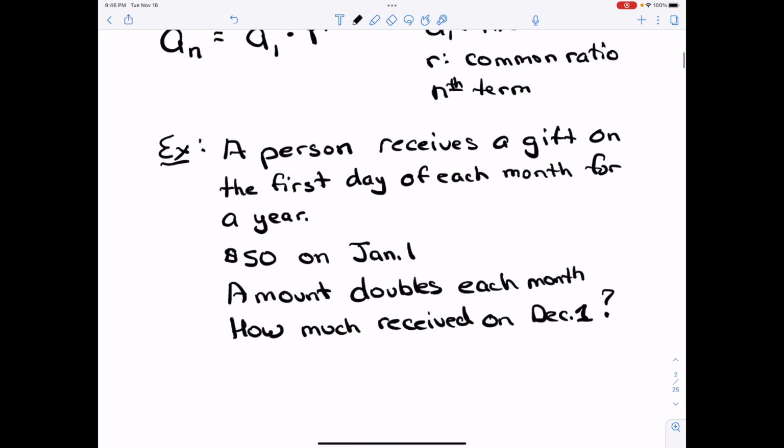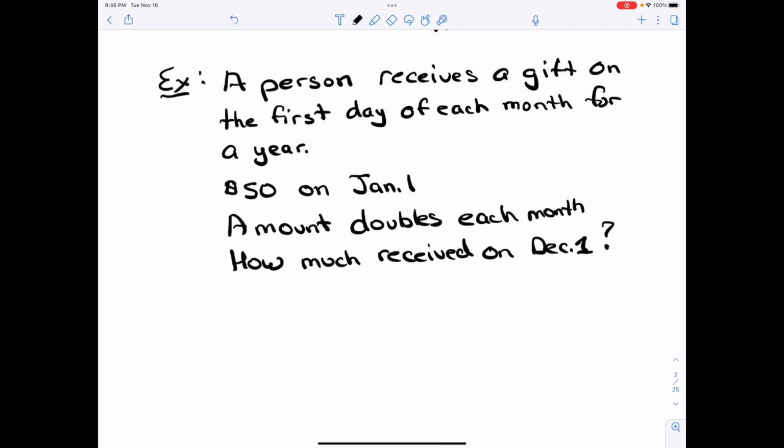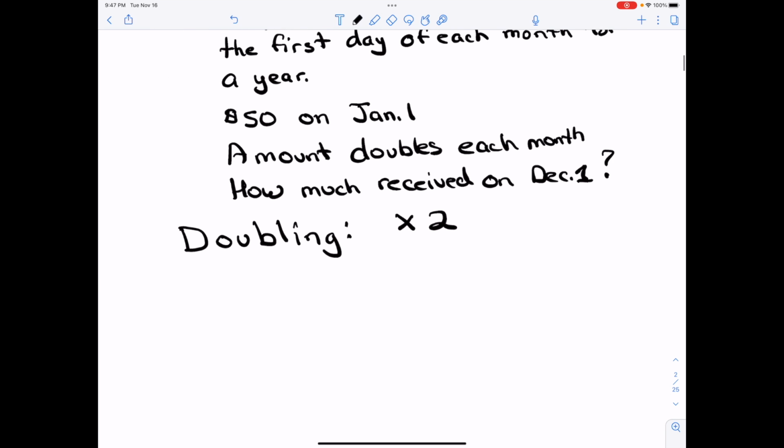Okay, you could sit there and try to figure it out. You could say, well, January 1st is $50. Then that doubles, so on February 1st, you get $100. Then on March 1st, you get $200. It keeps doubling each month; whatever the amount was the previous month, it doubles. But instead of actually sitting there and working all that out to December 1st, keep in mind that doubling means you're multiplying by 2 each time. So you're dealing with 2 to some power. Your initial amount was $50. That's your a sub 1.